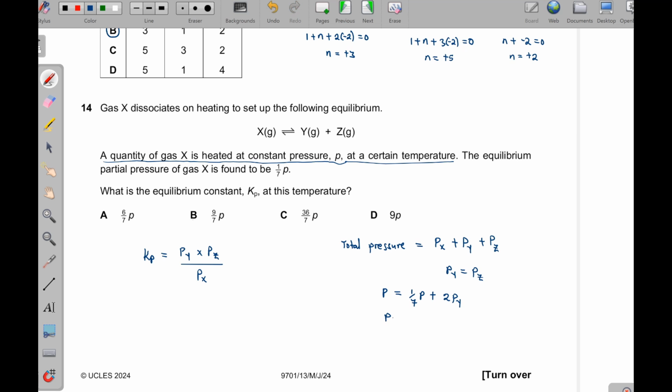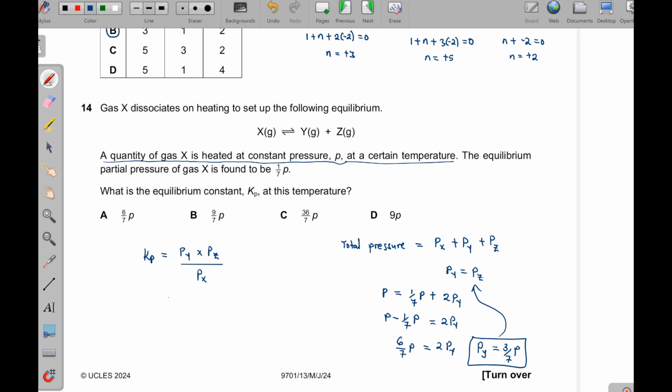So take this one this side. That means we shall have P minus 1/7 of P, then is equal to 2Py. Then this one will give us 6/7 of P, which is equal to twice P of Y. So when you divide all through, that means when you multiply this one by 1/2, so the 2 will go here 3 times, right? So that means we shall have 3/7 of P. So that is the partial pressure of Y, which is the same as that of Z.